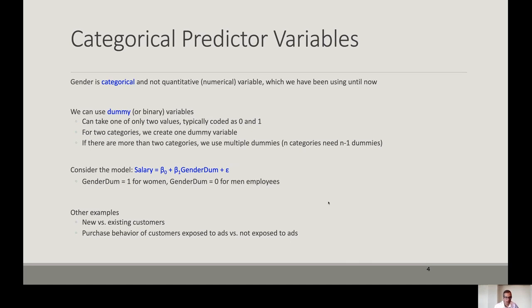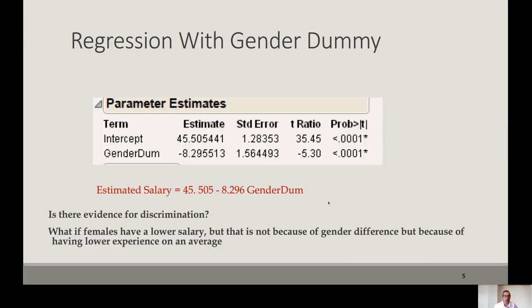So now moving ahead and considering the model that the salary is our y variable, and that is equal to beta 0 plus beta 1 times gender dummy plus epsilon. That's our model. We can quickly run a regression on that with the specification of the gender dummy that we have talked about. And if we run this specification, this is the parameter estimates table that you will get.